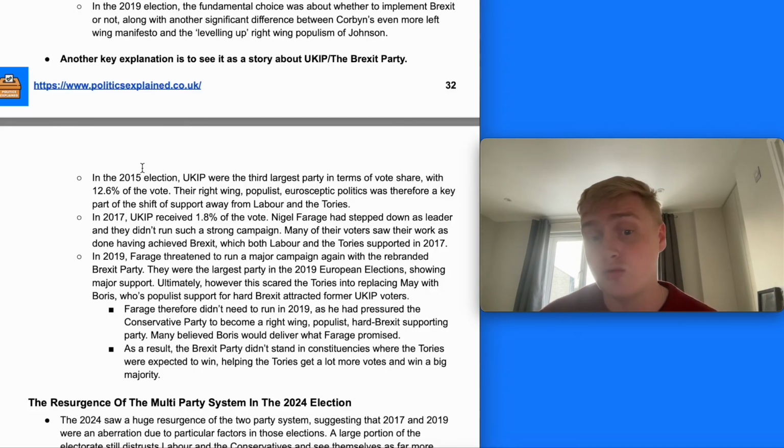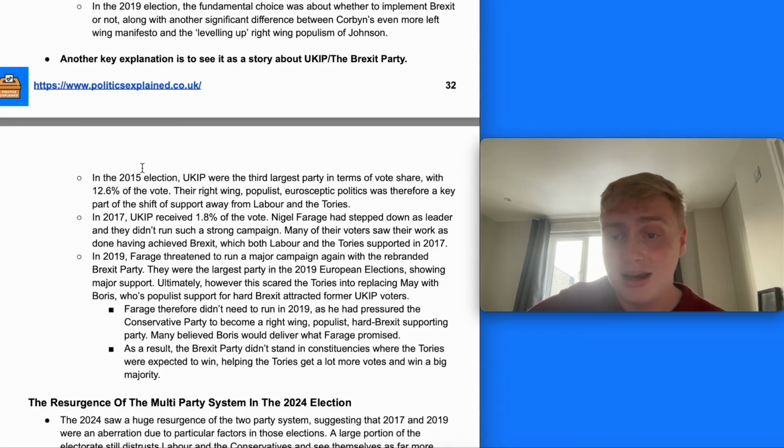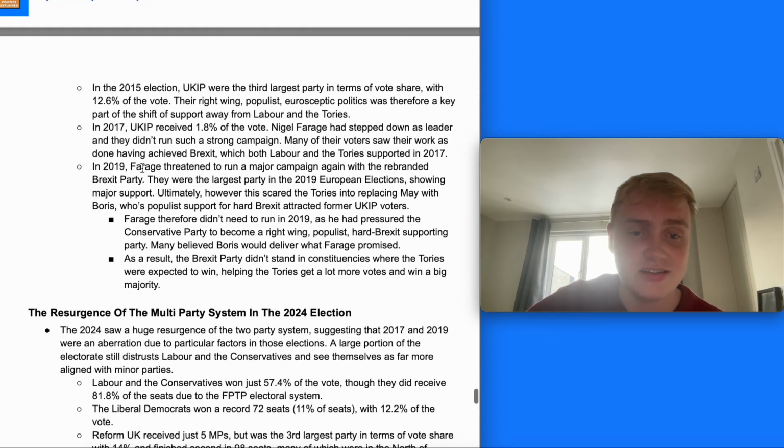They were the largest party in the 2019 European elections, showing major support. But this demonstration of support and potential to do really well in the 2019 general election scared the Tories into replacing May with Boris, whose populist support for hard Brexit attracted former UKIP voters. Farage therefore didn't need to run in 2019, as he pressured the Conservative Party to become a right-wing populist, hard Brexit supporting party, and many believed that Boris would deliver what Farage promised, and that's why they voted for the Tories in the 2019 election. As a result, the Brexit Party didn't stand in constituencies where the Conservatives were expected to win and didn't stand in a majority of constituencies.